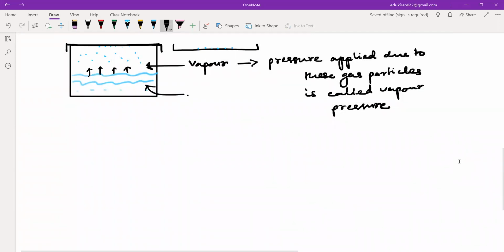There is one more term which is known as volatile. Okay.